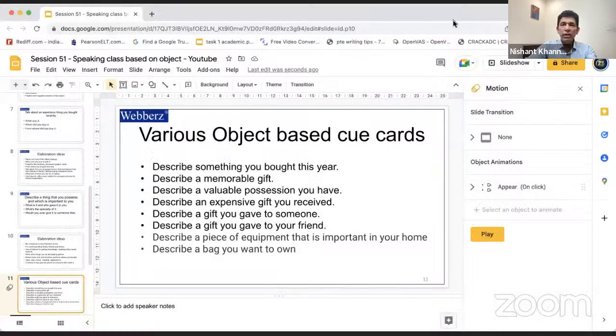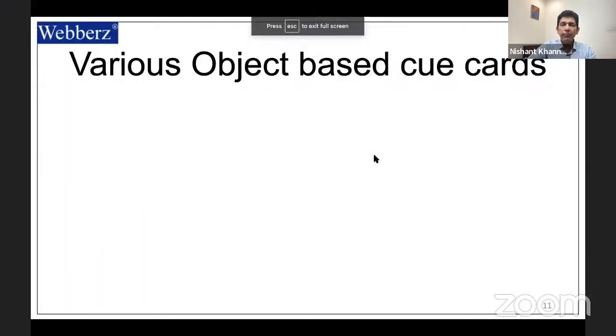Okay. So now, the cue cards are the simplest things if you know how to make a story. But if you don't know how to make a story, then they become very, very problematic because you don't know what is happening. Okay. So let me share my screen and we'll do all these cue cards one by one.